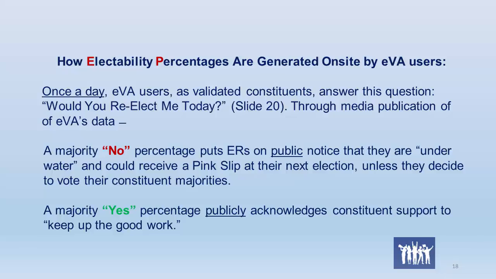Once a day, EVA users, as validated constituents, answer this question: would you re-elect me today? Through media publication of EVA's data, a majority no percentage puts ERs on public notice that they are underwater and could receive a pink slip at their next election, unless they decide to vote their constituent majorities. A majority yes percentage publicly acknowledges constituent support to keep up the good work.